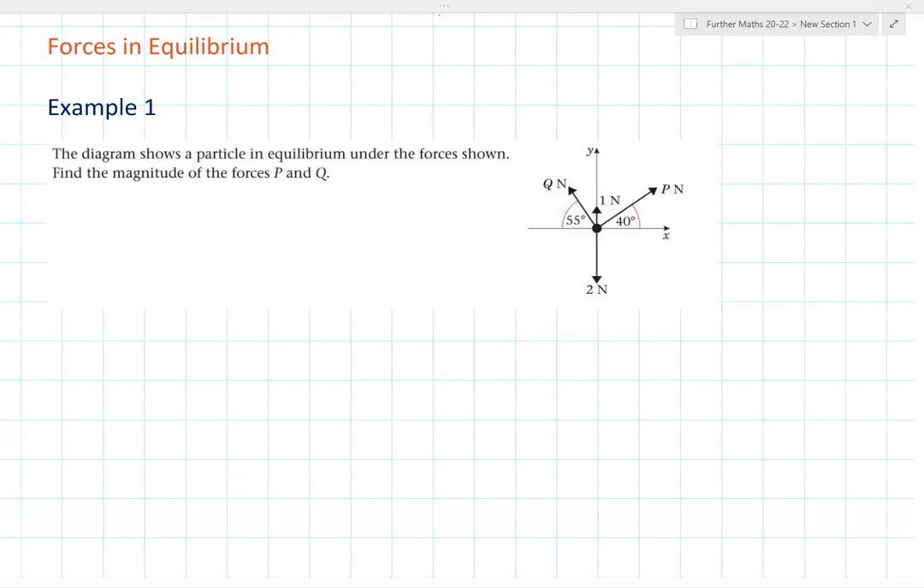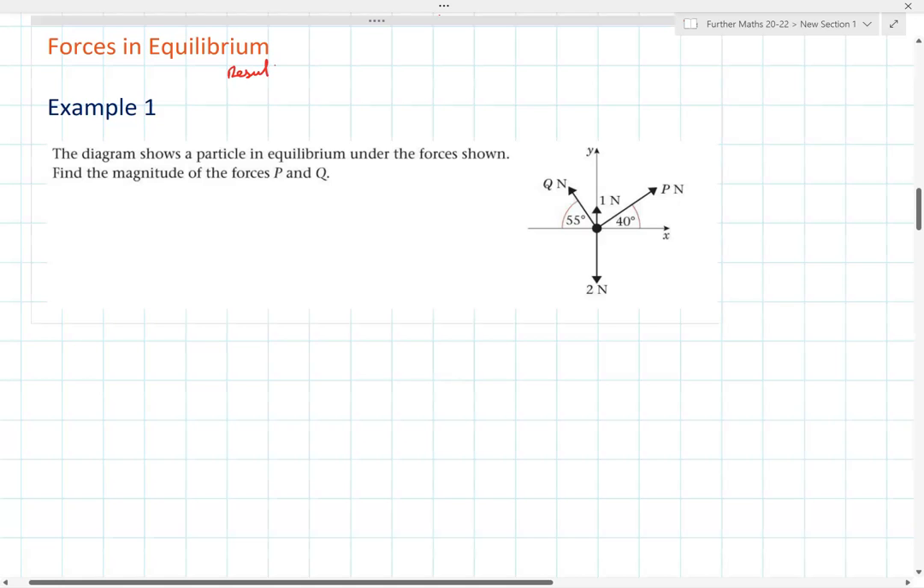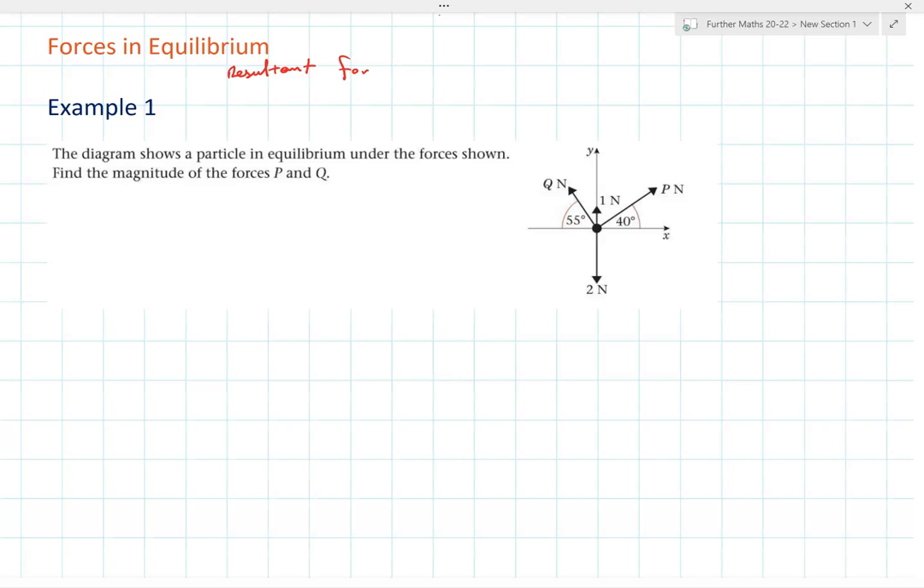Okay, so this is the third video on resolving forces, and in this case we're looking at situations which are in equilibrium, so the overall force in any direction is equal to zero. So there's no resultant force, so the resultant force is equal to zero.